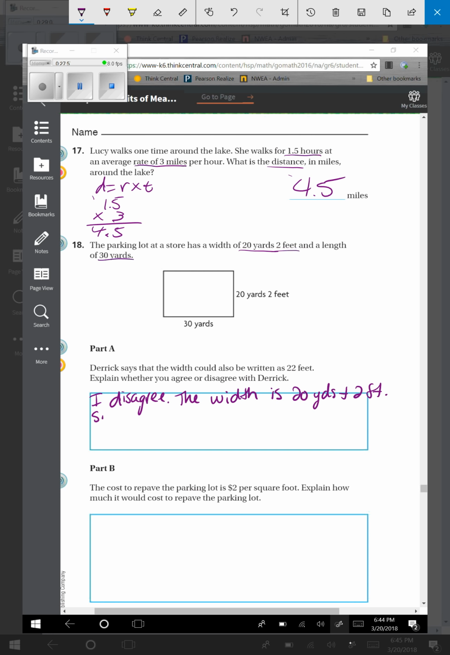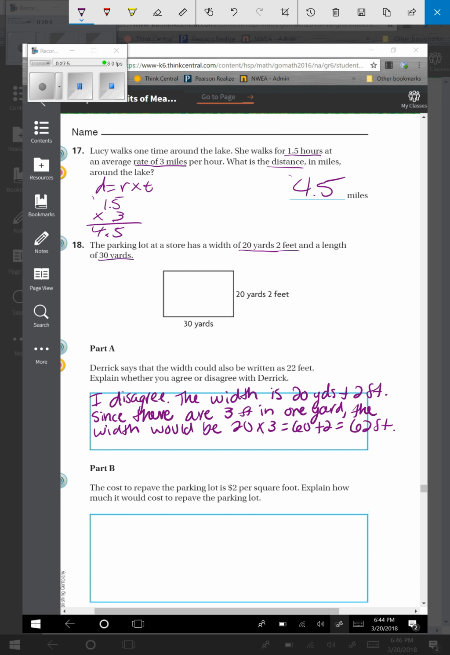Since there are 3 feet in 1 yard, the width would be 20 times 3, which is 60, plus the 2 feet, which is 62 feet.